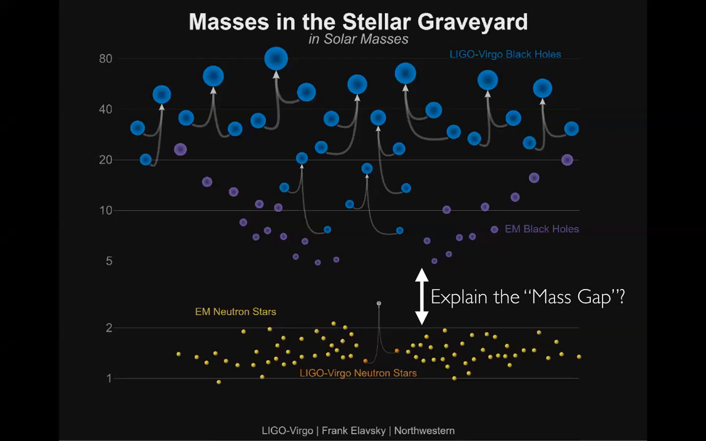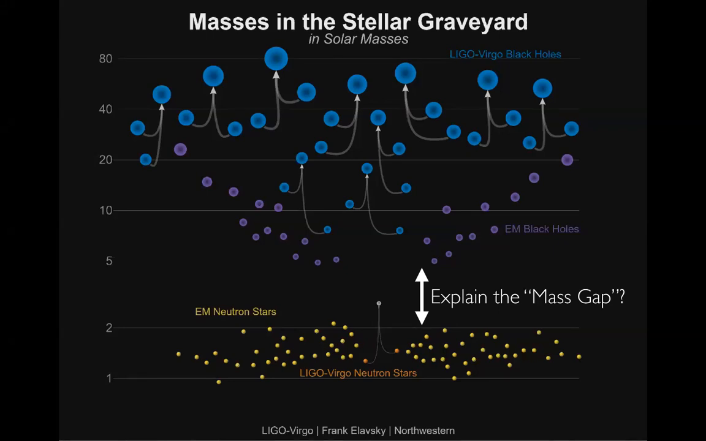One observation we have is, can we explain this mass gap? This is, I like the name of this, masses in the stellar graveyard. At high mass, those are all black holes, right? So it says LIGO, Virgo black holes. Those are the black holes that we've observed with gravitational waves. So mergers of smaller black holes to make a bigger black hole. So those are relatively big black holes.